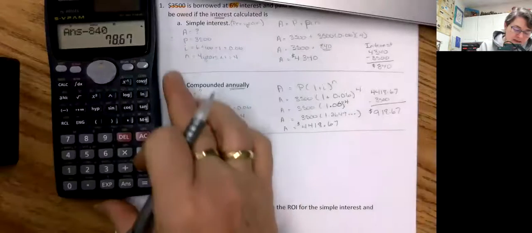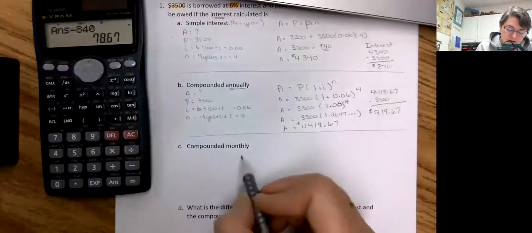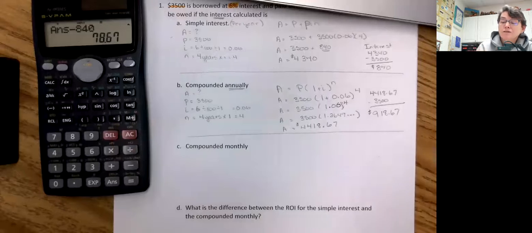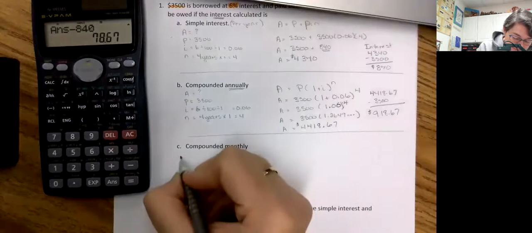Now let's see how much difference there's going to be if we compound monthly. My brain says that there should be some difference. I don't know how much, because that means every month I'm adding in some interest to make my principal bigger. But that amount's going to be pretty teeny, so I don't know how much of a difference it's going to make.